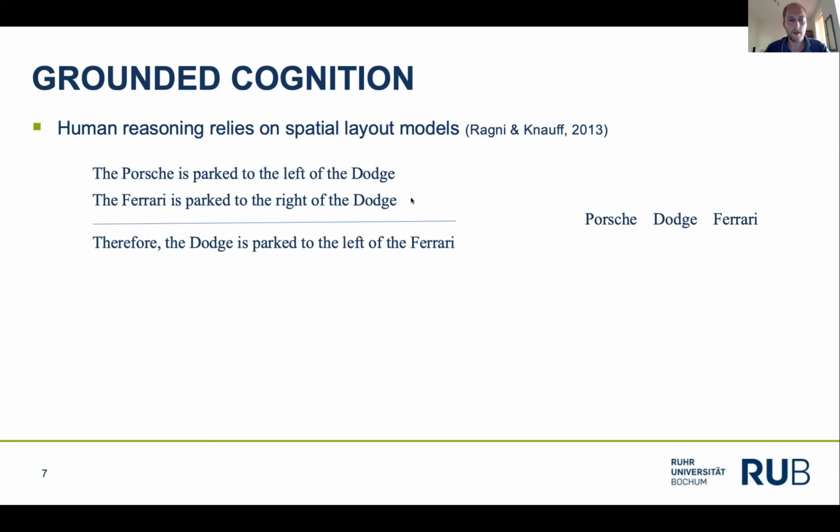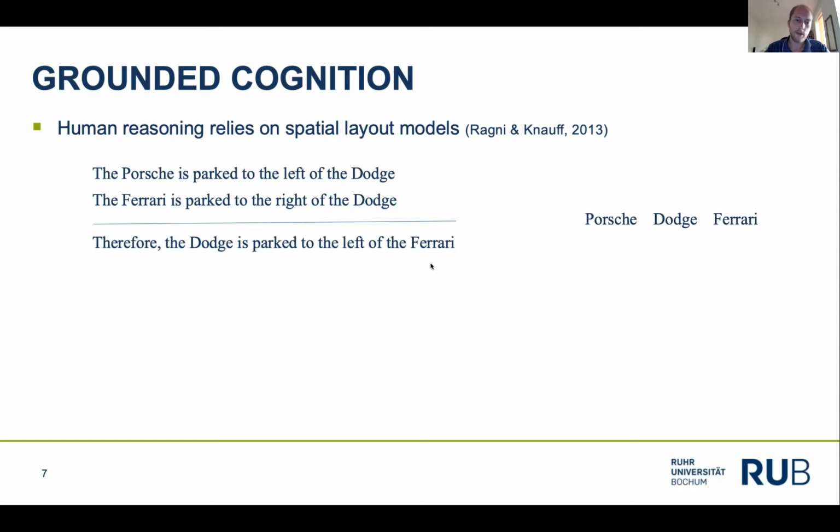What they do instead is that they build a so-called spatial layout model that's in accordance with the premises. So when they encounter the first premise, the Porsche is parked to the left of the Dodge, they draw a Porsche and a Dodge on a spatial canvas such that the Porsche is in fact to the left of the Dodge in that continuous spatial representation. And then upon encountering the next premise, the Ferrari is parked to the right of the Dodge, they extend the previously built spatial layout model such that the Ferrari is in fact to the right of the Dodge that was already part of the model.